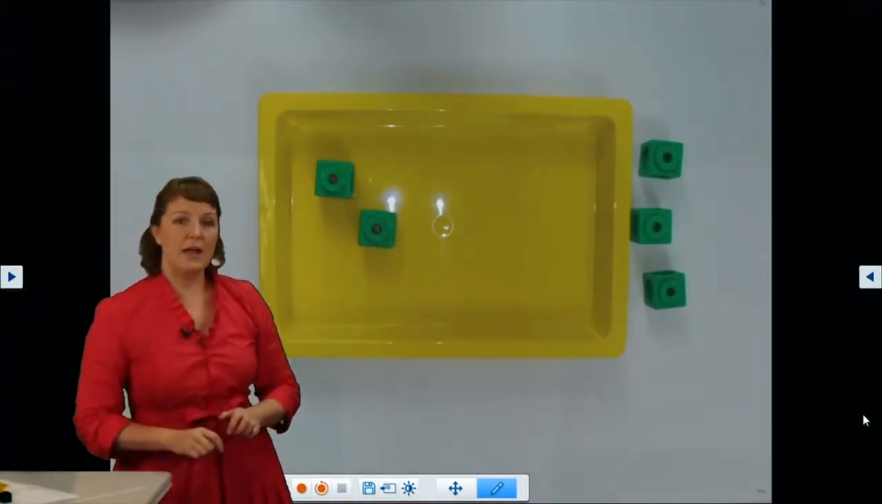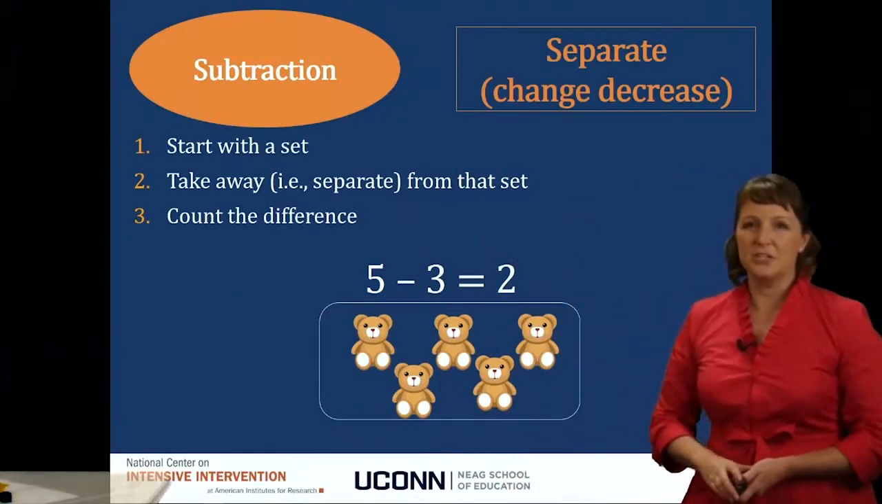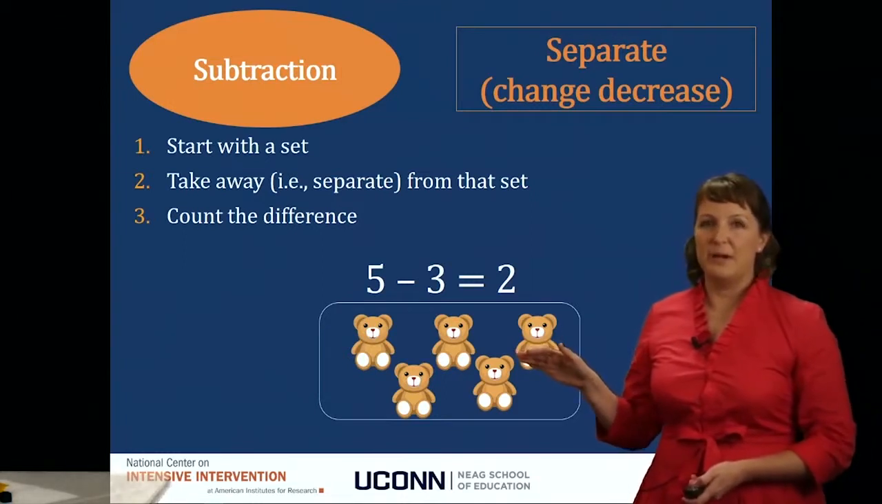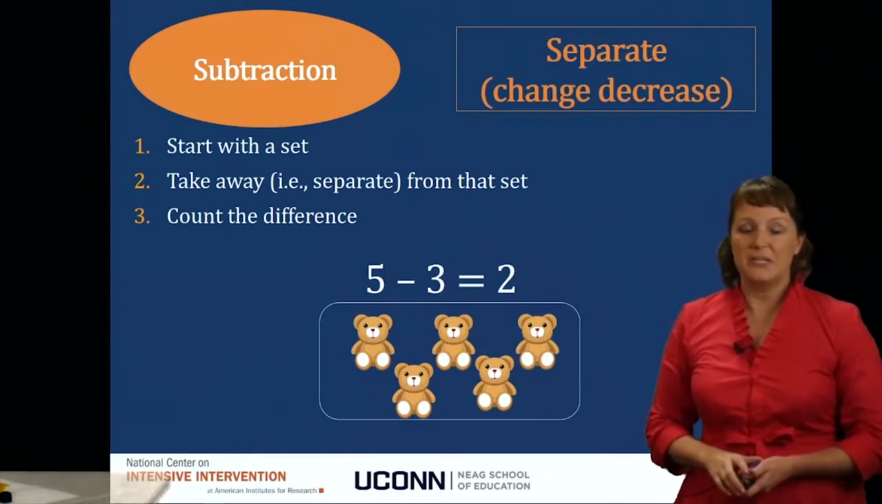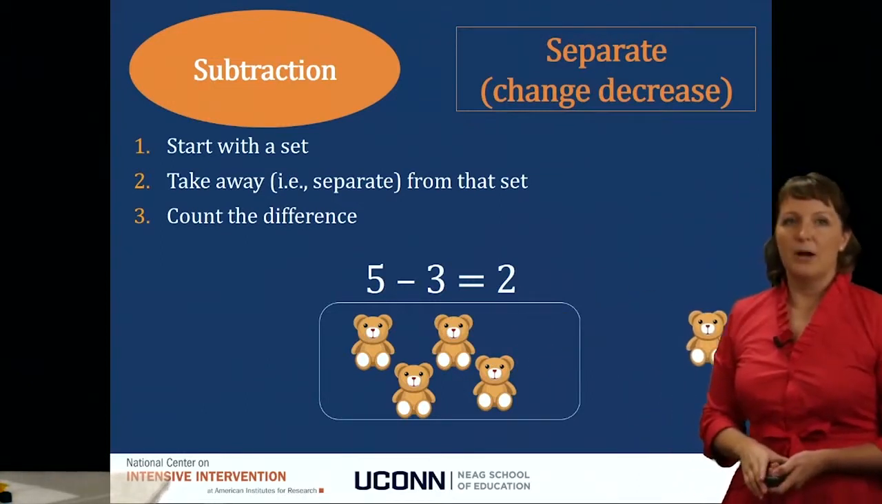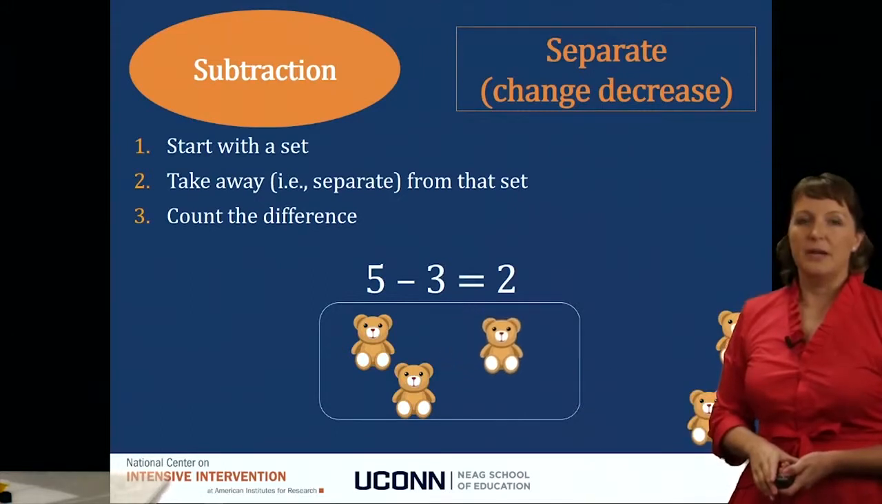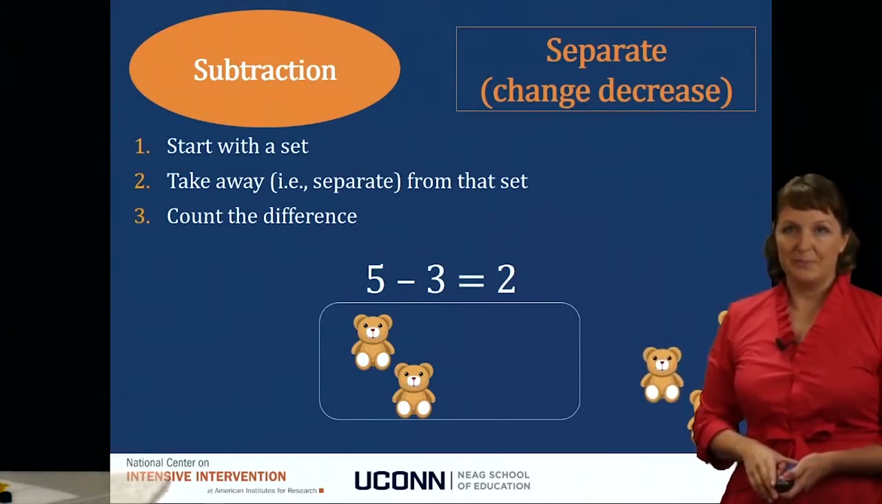Now, if I was doing that with these bears over here, this would be our representational model. I have my 5 bears, and the minus sign here, I'm going to signal that to separate or take away from the bears. So I'm going to separate 3 of those. 1, 2, 3. So 5 minus 3 equals 2.